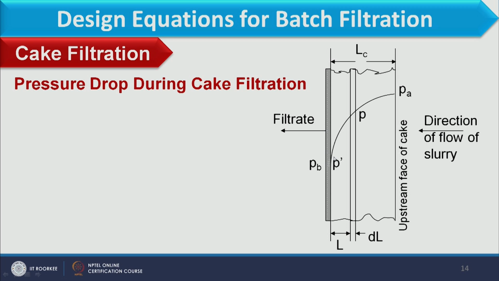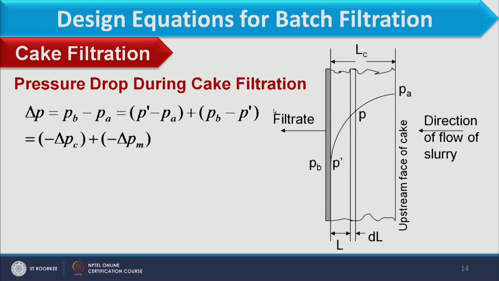Now, through this cake the pressure will continuously keep on decreasing. So, here we have pressure P dash, and further we have the filter media where the pressure will decrease further, and near the filter media towards the filtrate side we have the pressure as PB. So, when we calculate the total pressure drop across this system, we have to consider the pressure drop in the media and the pressure drop in the cake.